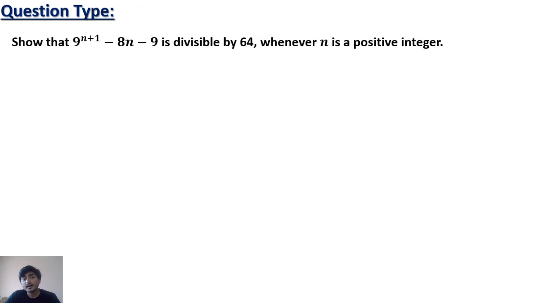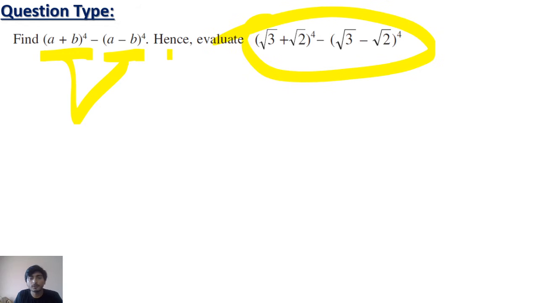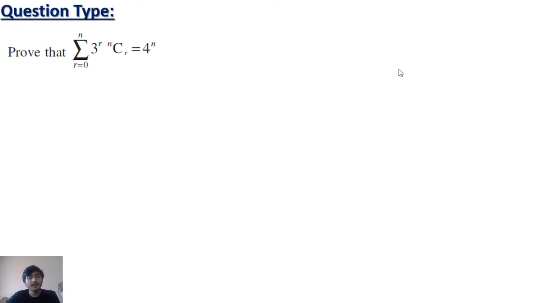Then another type of question, the same type of question but a somewhat different concept. We will see that if we have a certain thing like (a plus b) to the power 4, (a minus b) to the power 4, and we can define a formula for such a thing, that will become easier for us to substitute and find the value of this type of thing, right? In the same way we will solve that. Same thing we will apply maybe here also. Again we can solve some.